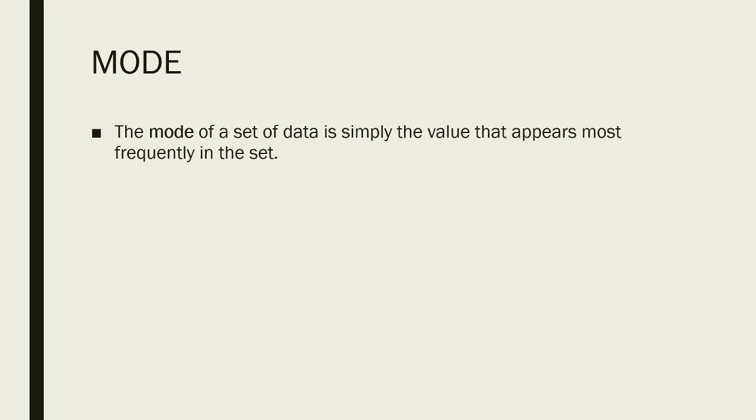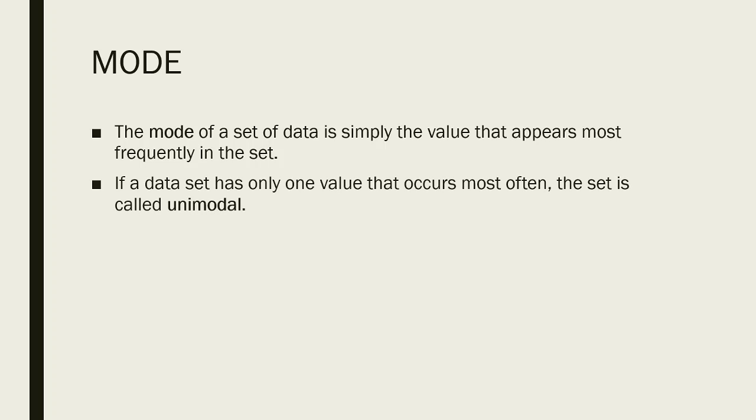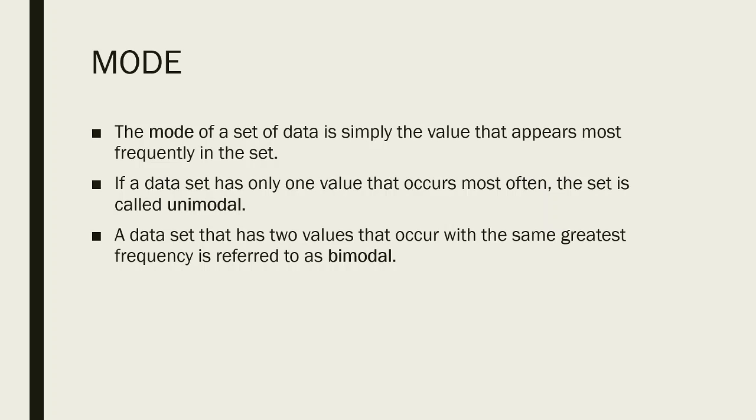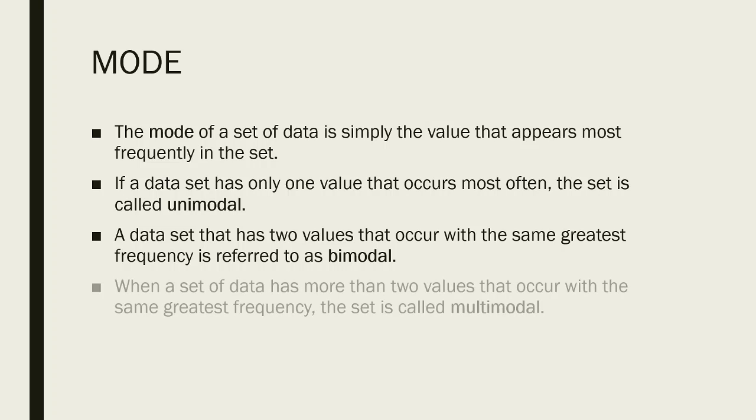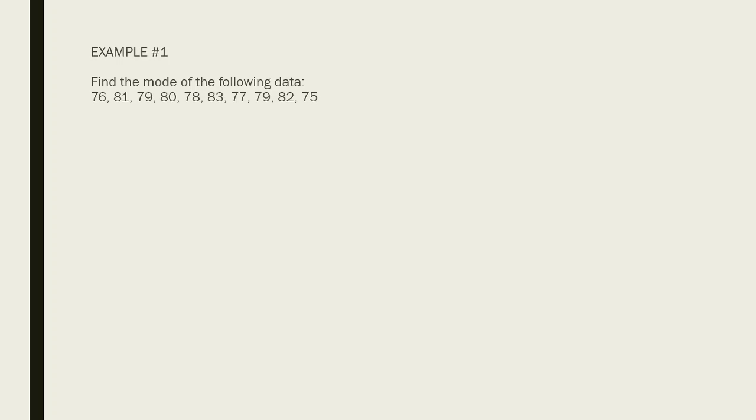So the last one is the mode. The mode of a data set is simply the value that appears most frequently in the set. If a set has only one value that occurs most often, the set is called unimodal. A data set that has two values that occur with the same greatest frequency is referred to as bimodal. When a set of data has more than two values that occur with the same greatest frequency, the set is called multimodal. So let's have an example.